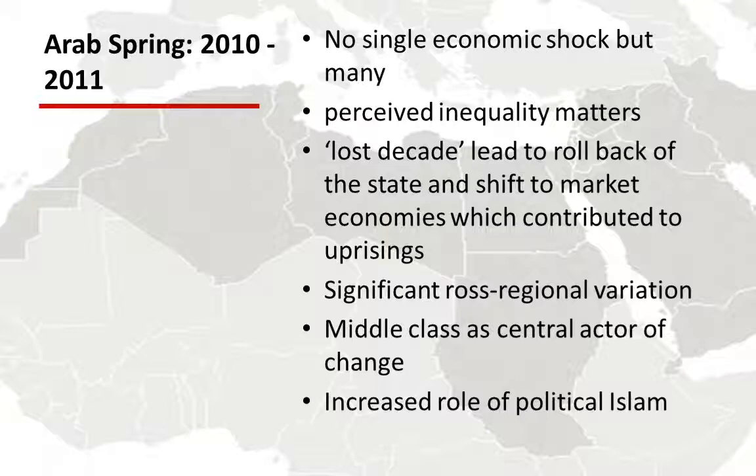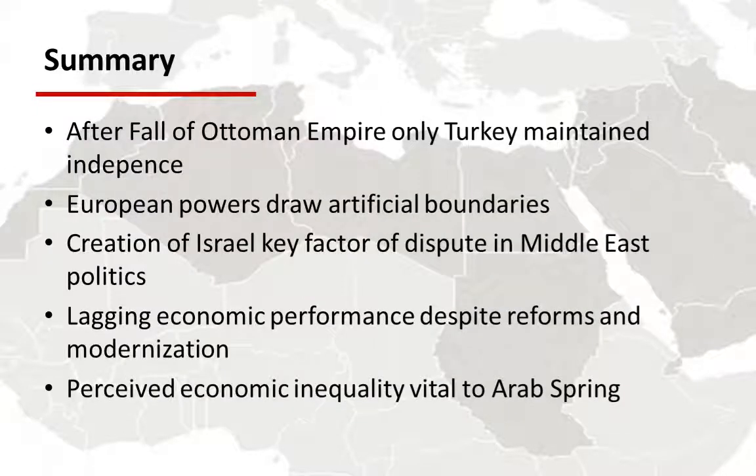Okay, so that was a whirlwind, and again, there's much more to say about Middle East history, but a couple of takeaways are important here. After the fall of the Ottoman Empire, only Turkey really remained independent, Iran being the big exception here. European powers drew artificial boundaries. They expanded their influence over the Middle East and North Africa, partly in colonies, partly with new treaties, but had significant interests here. The creation of Israel is also a key factor of dispute in Middle East politics.